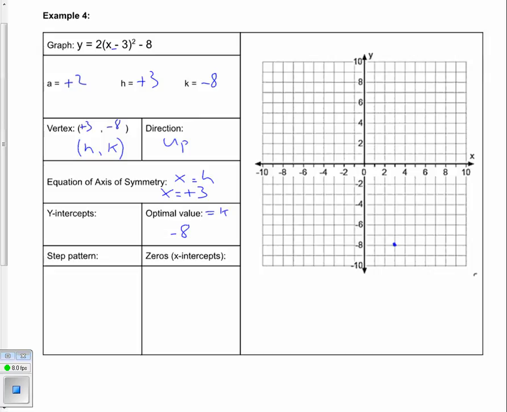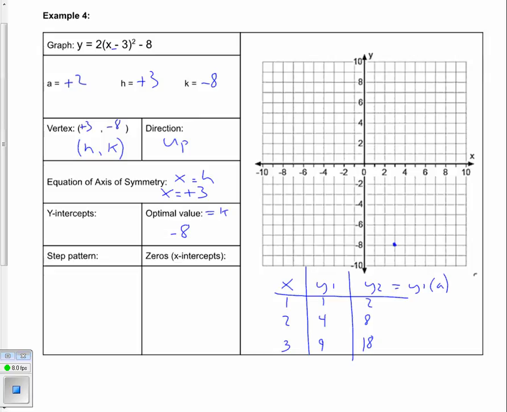We could complete the step pattern either in that tiny little box, or I'm actually just going to do it right underneath the graph here. And so we talked about x, y1, and y2. So let's just quickly populate the field. So step 1, step 2, step 3, and then up 1, up 4, up 9. Okay, and then because we know what the a value is, remember y2 is equal to y1 times the a value. The a value is positive 2, so 1 times positive 2 is 2, 4 times positive 2 is 8, 9 times positive 2 is 18.